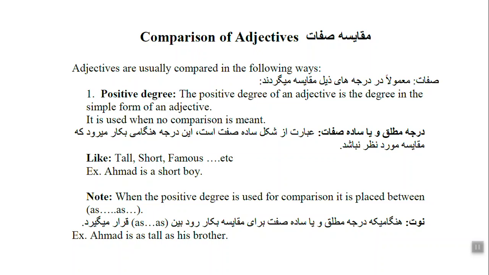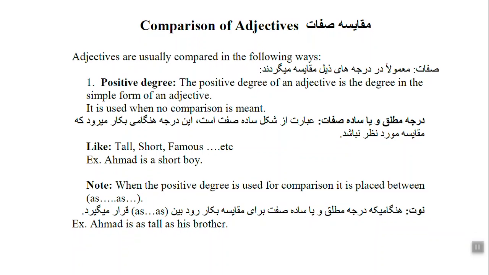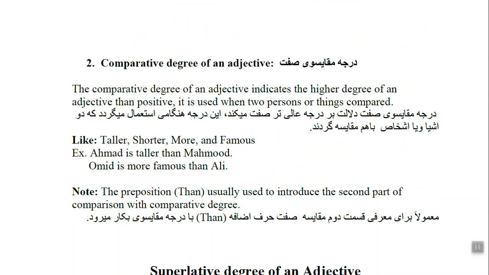When you want to compare two things in positive degree, you use this pattern, but the comparative degree of an adjective is a little bit different. Comparative degree: the comparative degree of an adjective indicates a higher degree of quality than positive. It is used when we compare two persons, places, or things. For example, nice, nicer, clever, smaller, shorter, and famous, more famous.